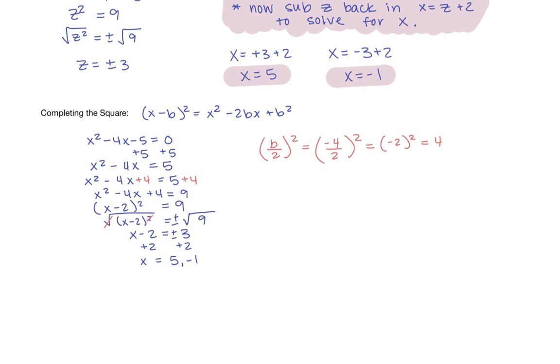Then we'll go ahead and take the square root from both sides. And so we get x minus 2 equals plus or minus 3. Add 2 to both sides and you get x equals 5 and x equals negative 1.